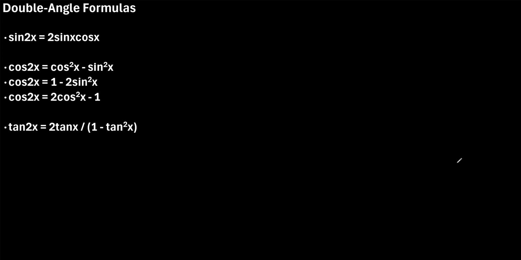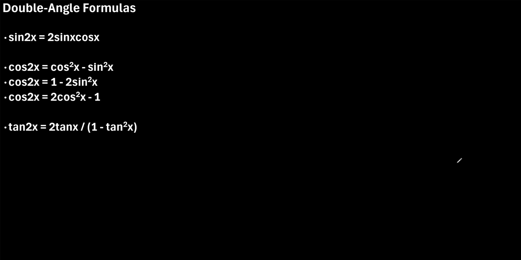The cosine of 2x, there's actually three equivalent ways to write this. The first is the cosine of 2x is equal to the cosine squared of x minus sine squared of x. We could also write it as 1 minus 2 times the sine squared of x, or we could also write it as 2 times the cosine squared of x minus 1. And then our last one is the tangent of 2x is equal to 2 times tangent of x divided by 1 minus tangent squared of x.